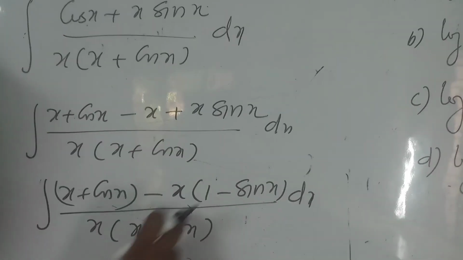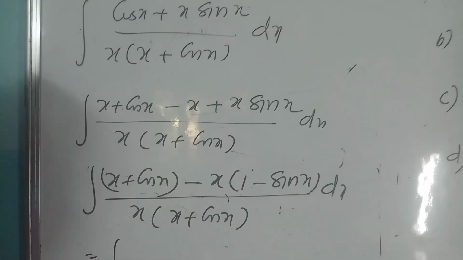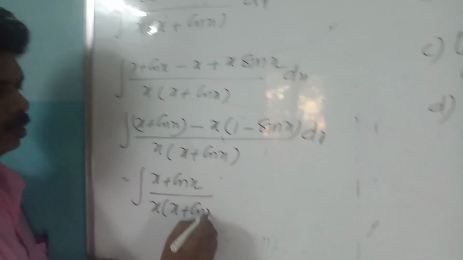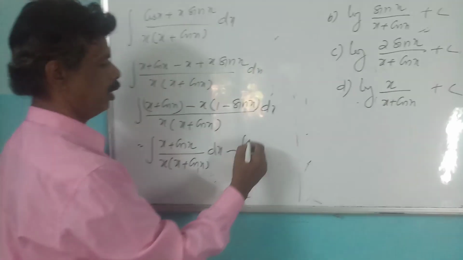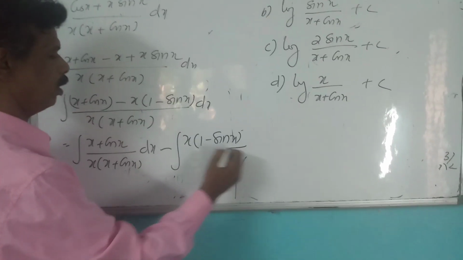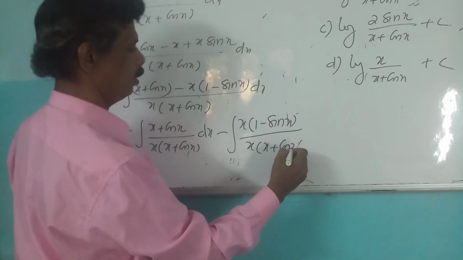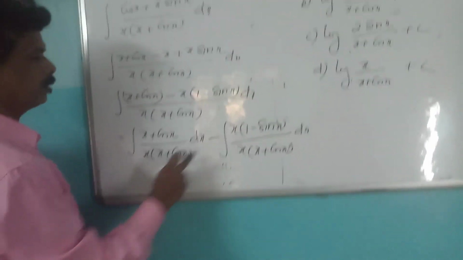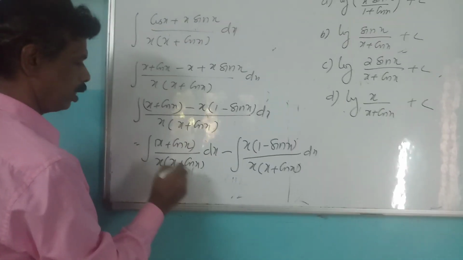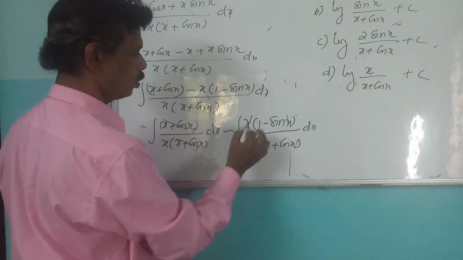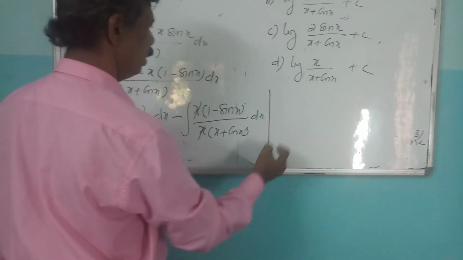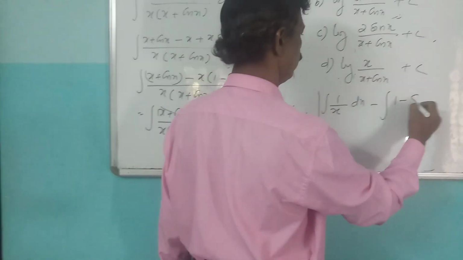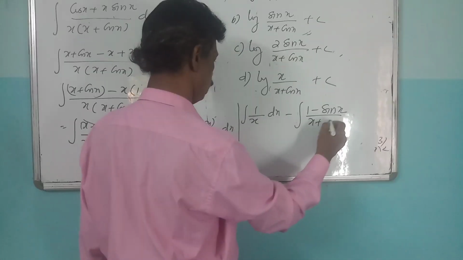Then a minus b by c equal to a by c minus b by c. That is x plus cos x whole divided by x into x plus cos x dx, and minus x into 1 minus sin x whole divided by x into x plus cos x into dx. Separate these two terms, this by this and this by this. Then we can cancel, both are like terms. We can cancel x plus cos x and also x. Then the remaining term equal to integral of 1 by x dx, and minus integral of 1 minus sin x divided by x plus cos x into dx.